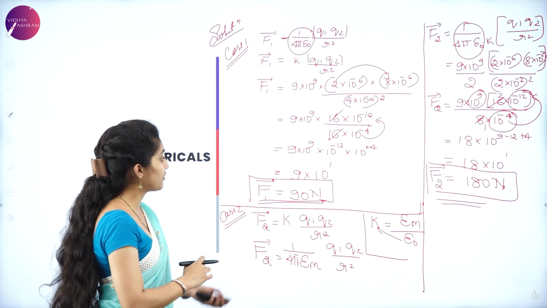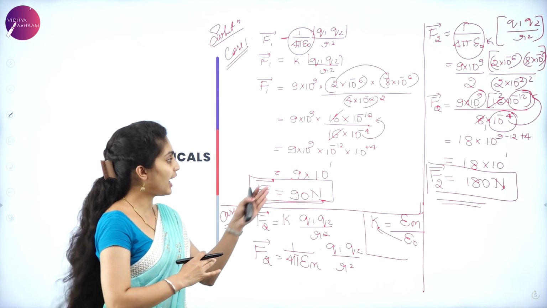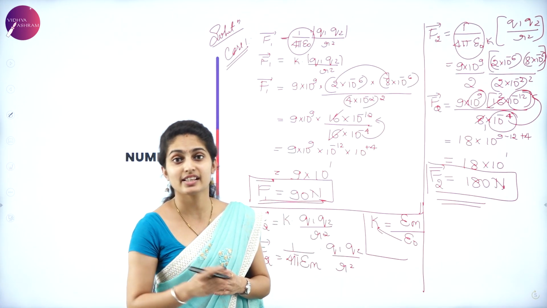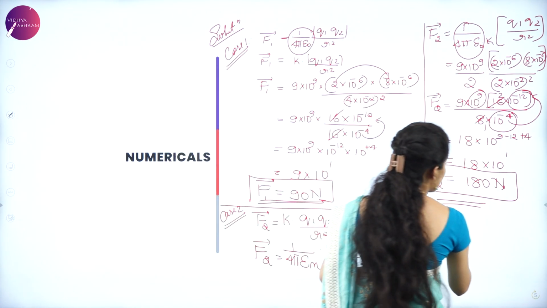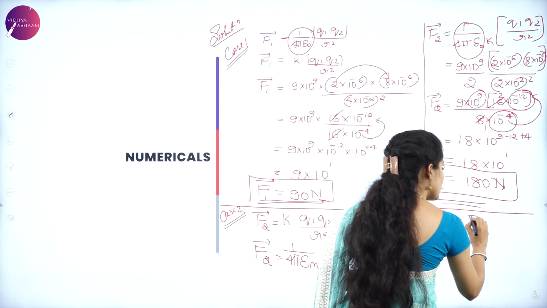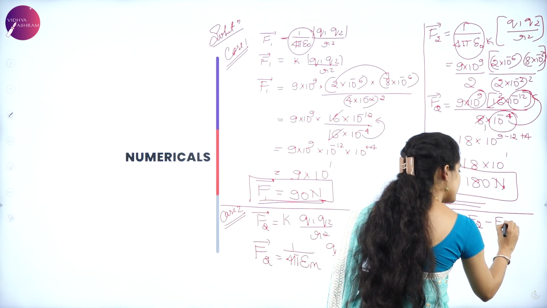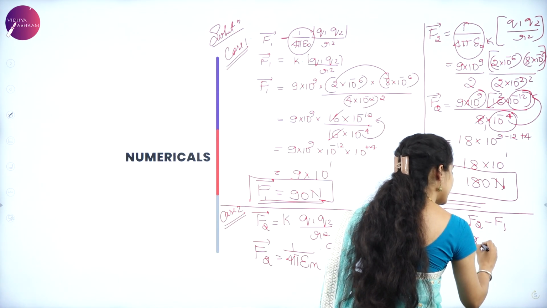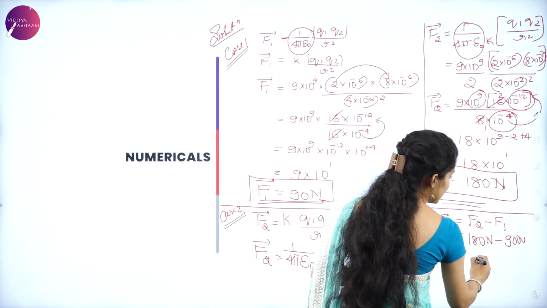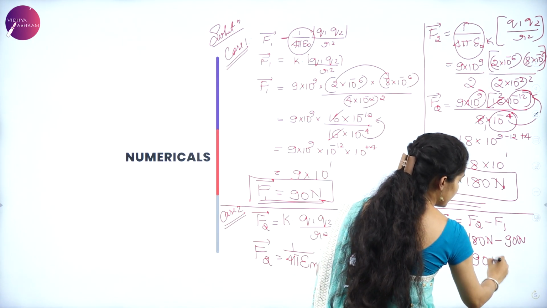So now we are having F1 with us and F2 with us. So what is the last question we had? That is case 3. You have to find out the change in the force, that is delta F. So it is F2 minus F1. You get 180 Newton minus 90 Newton. So your answer is 90 Newton.